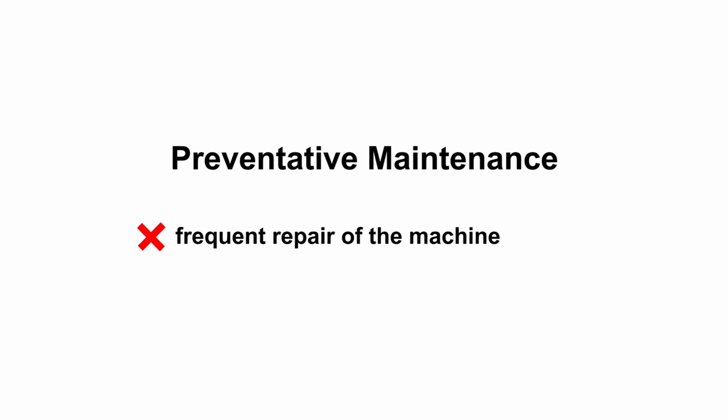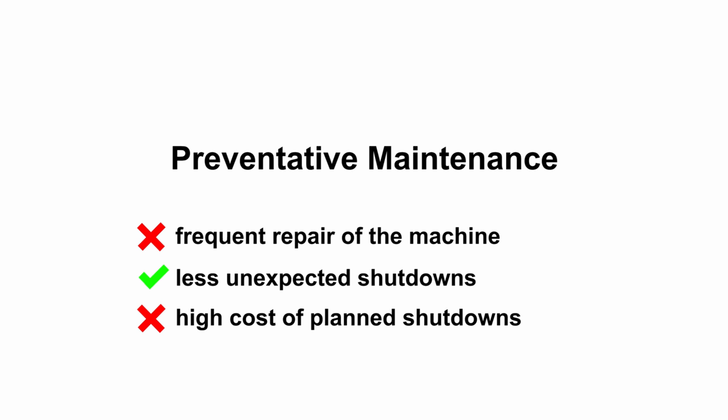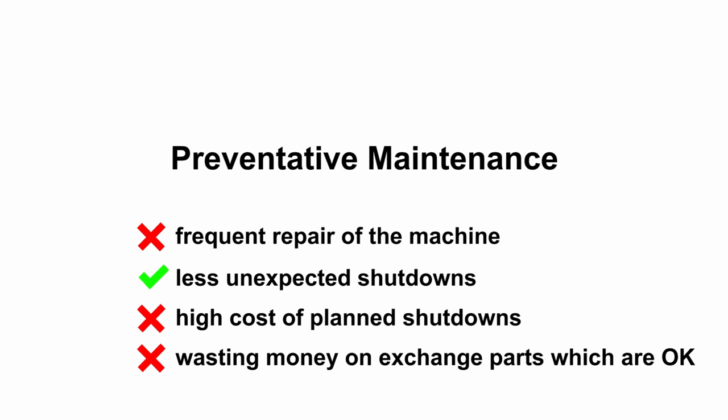The second type of maintenance is preventative maintenance. Repairs are done at predetermined intervals, regardless of the actual condition. Here is a big problem with the repair frequency. You could repair the machine very frequently, and your unexpected shutdowns could be reduced to near zero. But your planned shutdowns and the costs would, of course, be enormous. On the other hand, very low repair frequency is a similar approach to maintenance after failure. Another disadvantage is that you are wasting your money because of the exchange parts, which are okay.